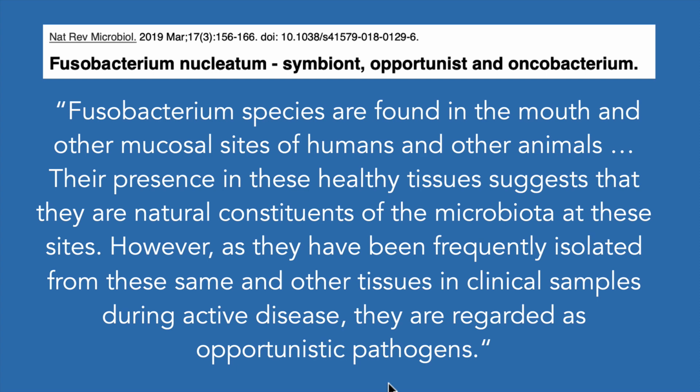This is a recent review article titled Fusobacterium nucleatum, Symbiont, Opportunist, and Oncobacterium that provides some good information, particularly on one of the most notable species in that group, Fusobacterium nucleatum. In this article, they say, Fusobacterium species are found in the mouth and other mucosal sites of humans and other animals. Their presence in these healthy tissues suggests that they are natural constituents of the microbiota at these sites. However, as they have been frequently isolated from these same and other tissues in clinical samples during active disease, they are also regarded as opportunistic pathogens.